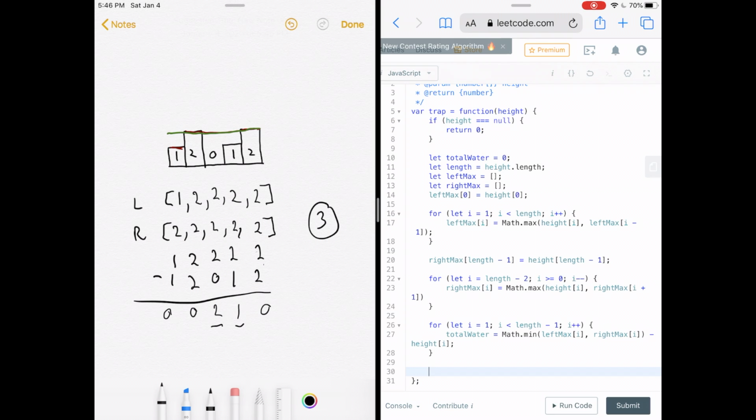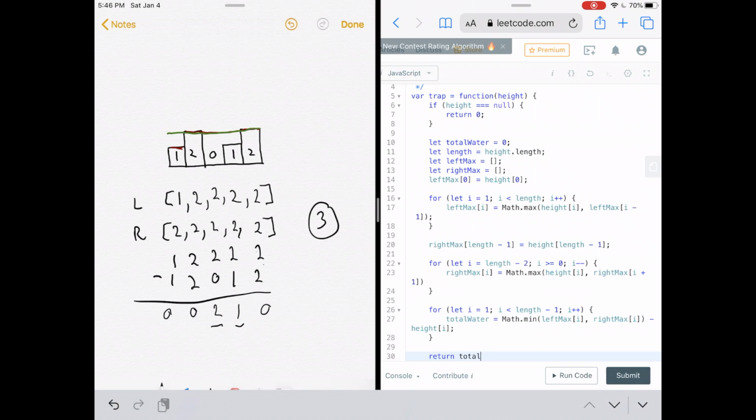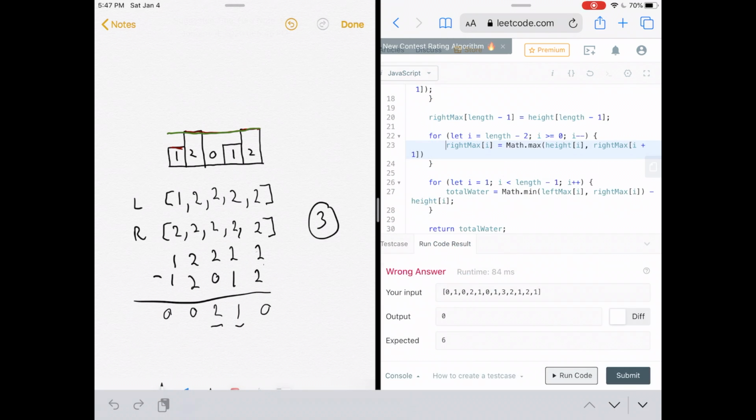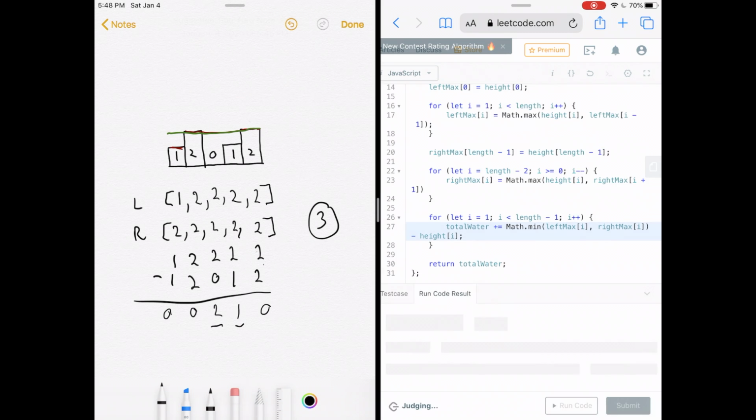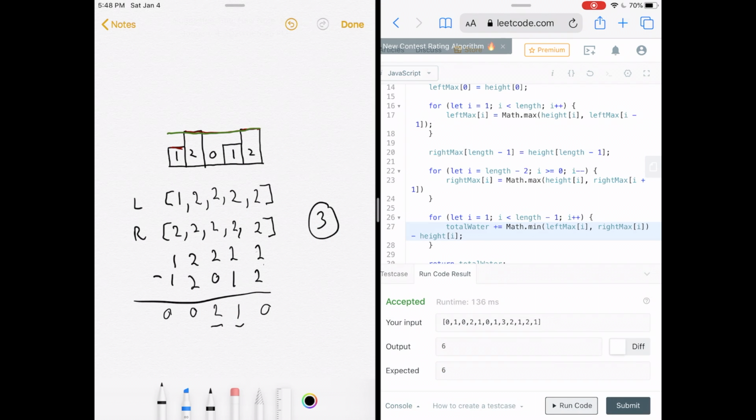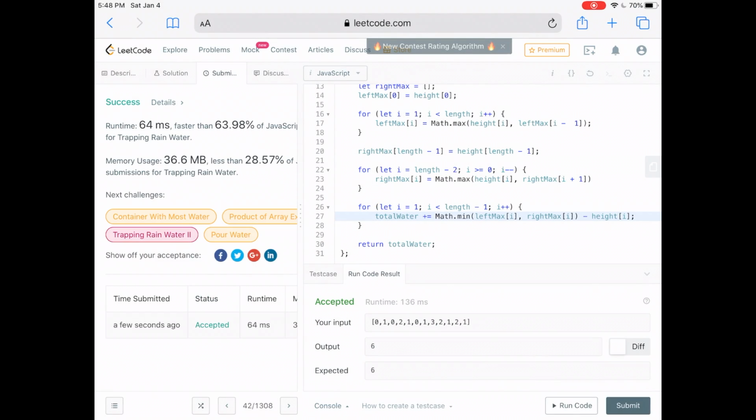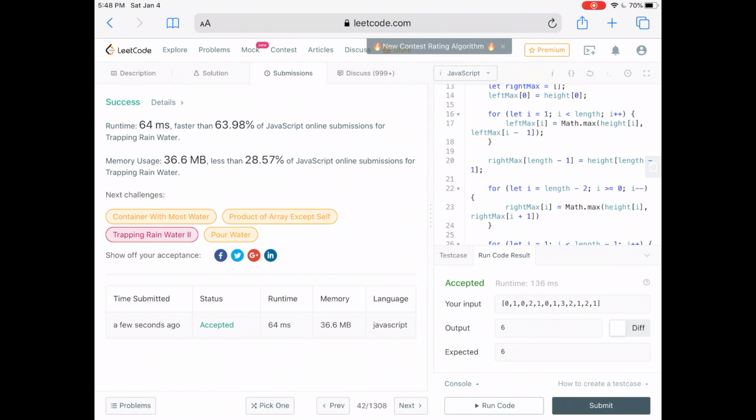So if we go back to the code, we just have to return total water. All right, let's just run the code, see how we did. Oops, I forgot to add the plus sign here because we're not resetting the total every time. We're adding our results to it. So let's run it again. All right, looks good. Let's submit. All right, so our code worked.